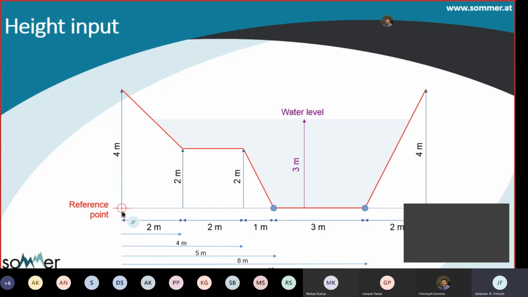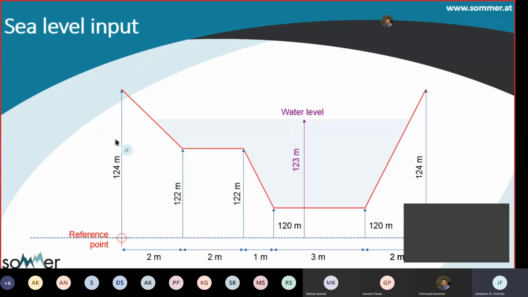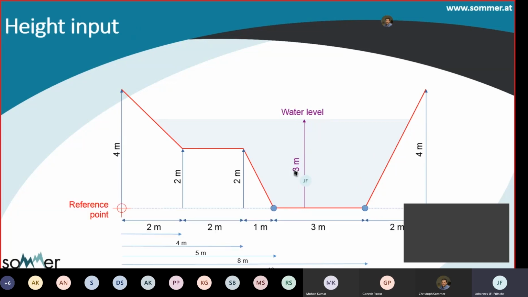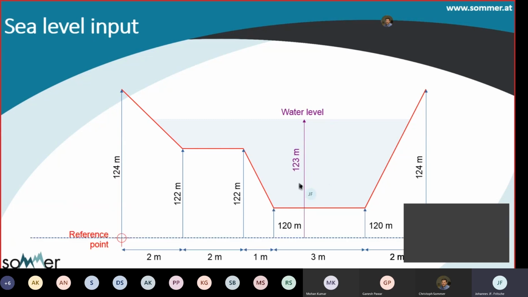So if we go back again to the slide before, we have seen the height input is 4 meters, and as soon as we use the sea level as a reference, we have a height, in our example, of 124 meters. So we just add the sea level to all our measurements of our profile. And again, the sea level is measured the same way. So when we had in our example before a water level of 3 meters, we now have a water level of 123 meters. So this is the second option for surveying a cross-sectional profile.